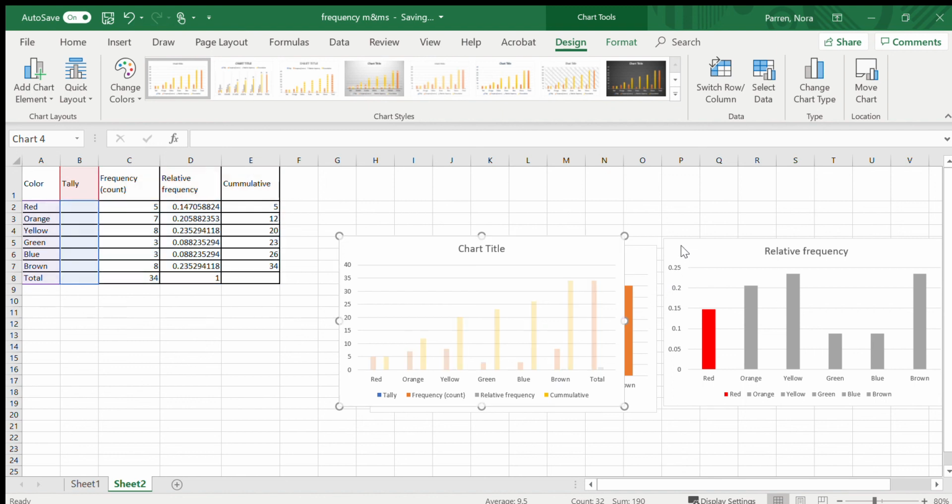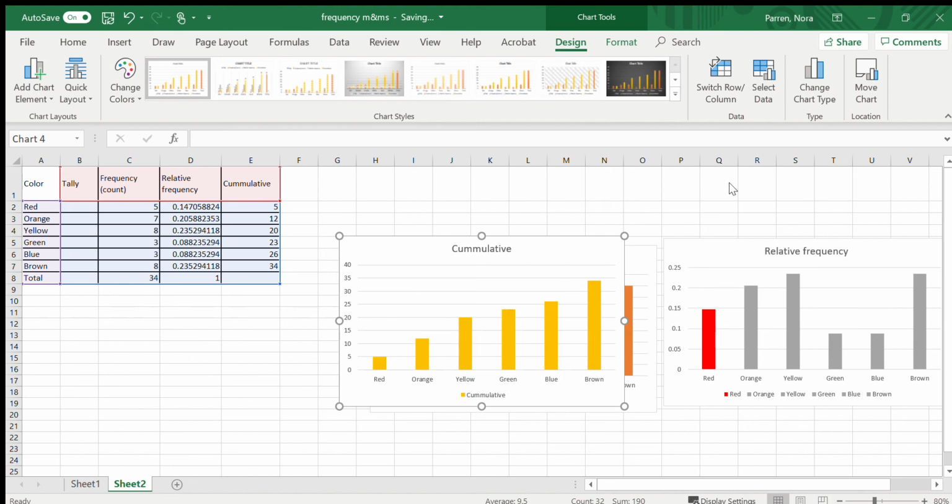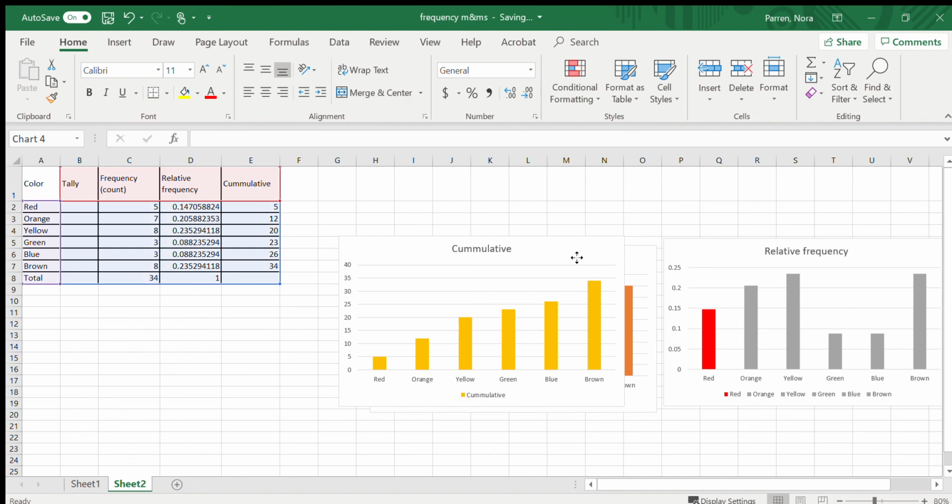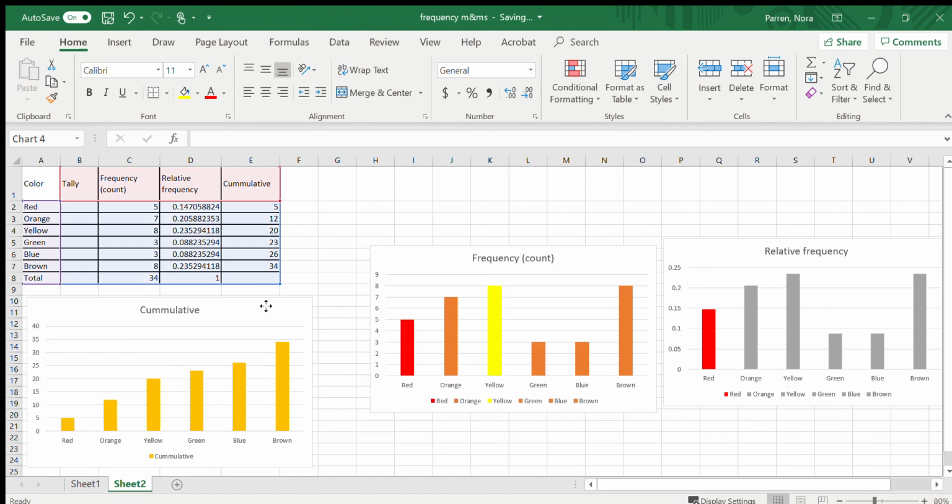I'm going to say we're not going to do tally, we're not going to do frequency, we're not even going to do relative frequency. I'm only interested in the cumulative information. And the total I'm not going to do because that's definitely redundant this time. So I say apply, and now I've got my cumulative graph. So I can maybe pull this down, maybe over here so we can see.